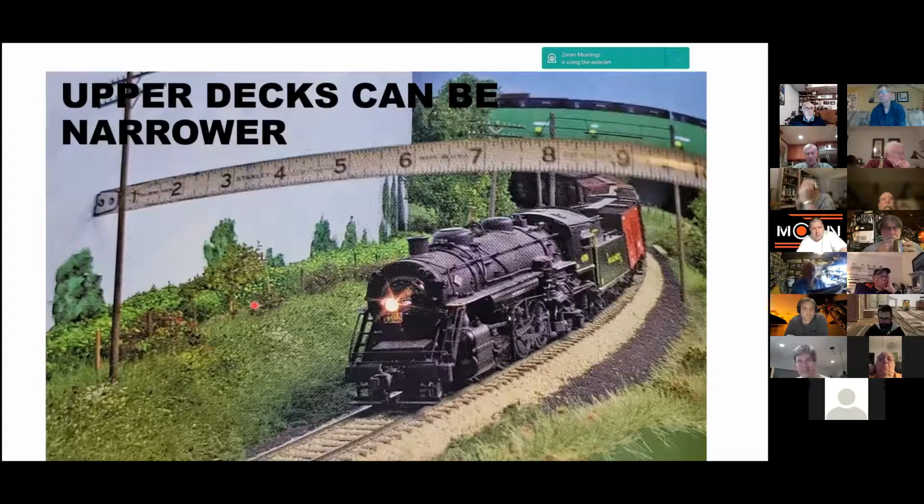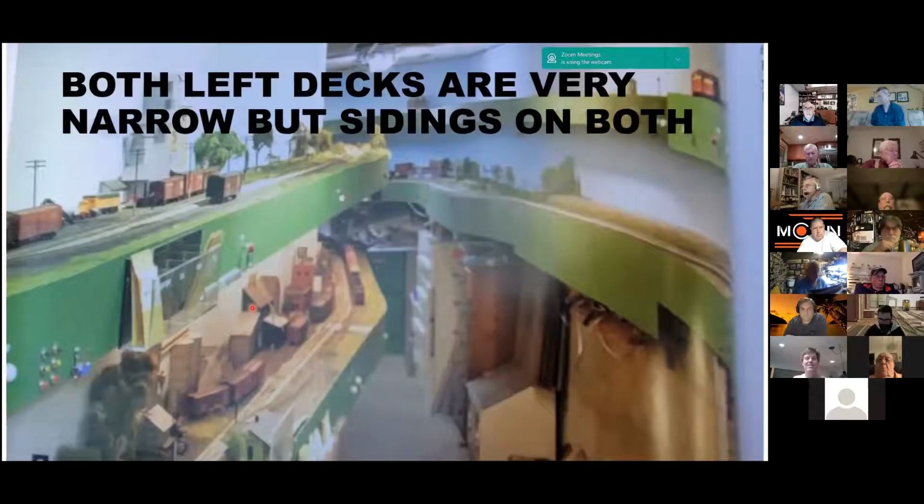Okay, now here's an example of things you can do on the upper decks and on the lower decks, but in this case, this happens to be an example of just a very narrow deck. There's a lot of scenery in this layout. Here's another example, both on the right and on the left. But if you look at the left, there's a siding on both of those levels. And I'm guessing the upper one is about 12 inches deep, and the lower one looks closer to 16 to 18 inches deep.